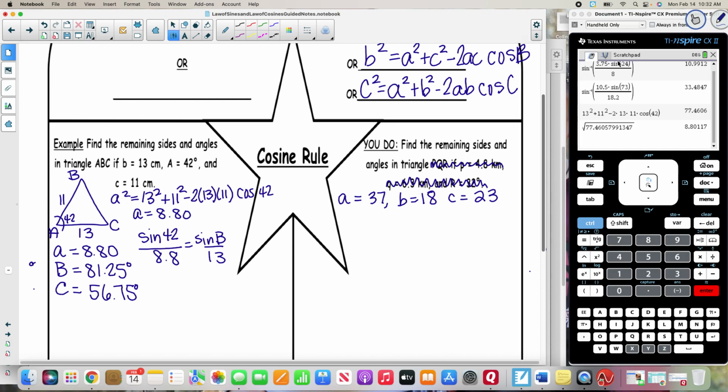Now, the math on this is important. The order of operations is important. So we're going to plug it into the top. A squared equals B squared plus C squared minus 2BC cosine A. So we'll give you a second to write that down. A squared equals B squared plus C squared minus 2BC cosine A.